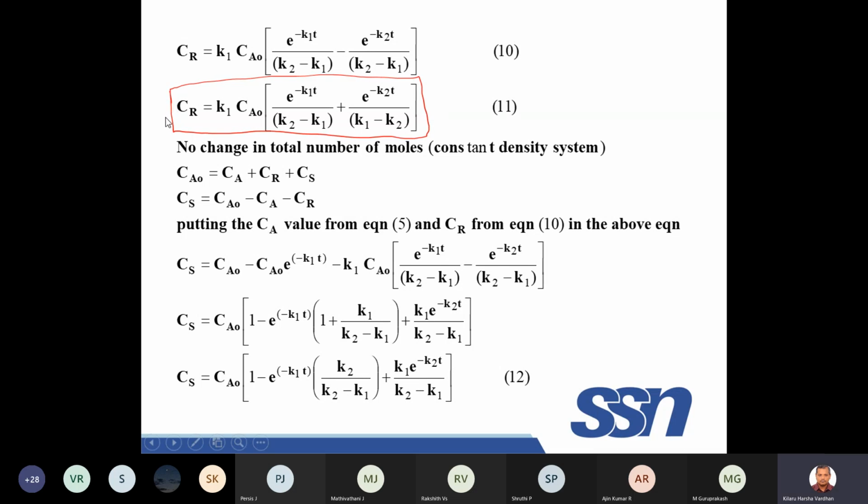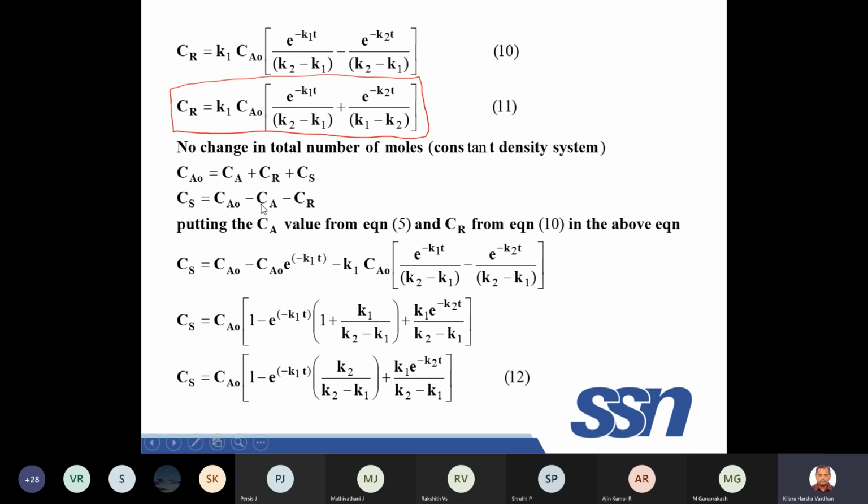So CA we wrote, CR also we got. Like that, CS also we need to get. To get CS, we know that the initial concentration is nothing but CA plus CR plus CS. Anyhow, CR and CS, this is the final concentration; the initial concentration should be equal to this. Then from this you can write CS here.